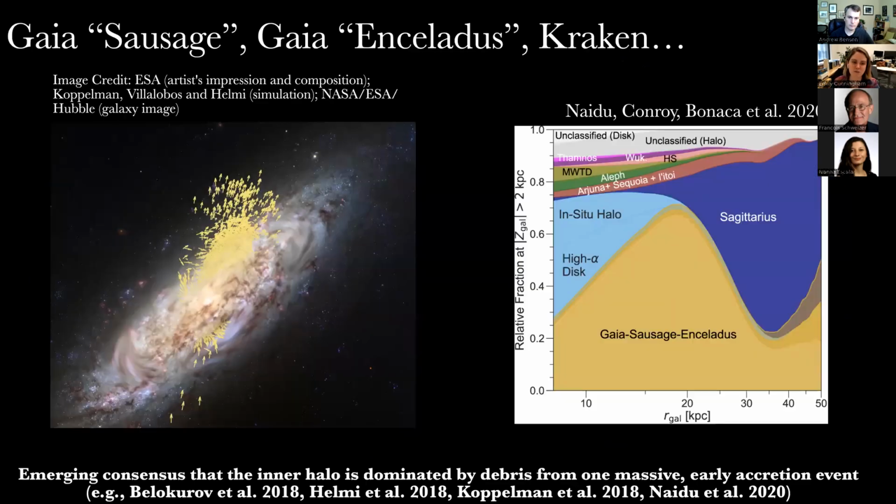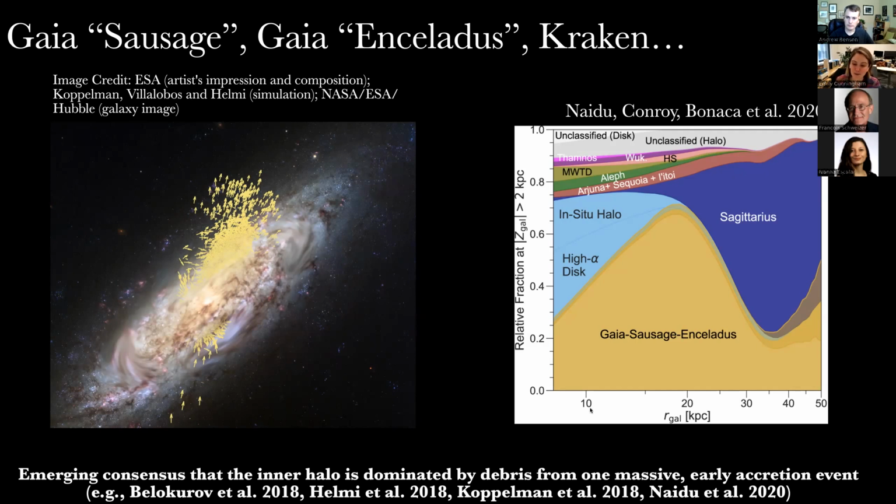And so one of the big results from the Gaia era that I want to highlight is this emerging consensus in the field that the inner halo of the Milky Way is dominated by the debris from one relatively massive, relatively early merger that's known as the Gaia Sausage Enceladus. It has a lot of names. There are a number of discovery papers that have looked at this system in a few different ways, but I'll just stick to Gaia Sausage Enceladus to be agnostic, even though it is a mouthful.